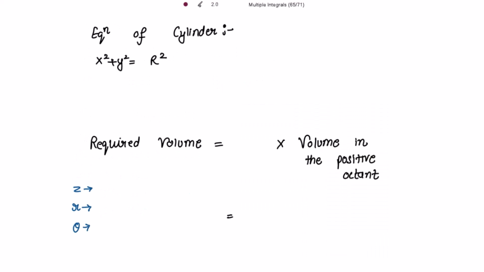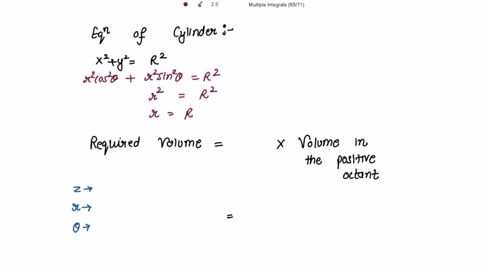And the equation of the cylinder is x² + y² = R². Let's put the values of x and y here also. So this is r² cos² theta + r² sin² theta = R². So this is r² = R². And from here I get the positive value of small r as capital R, which means the small r is equal to the radius of the cylinder.